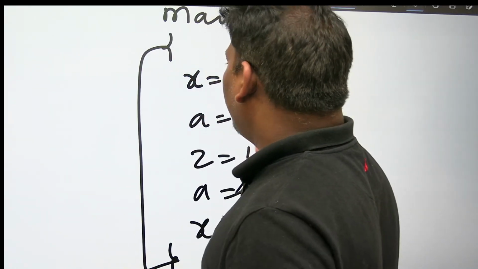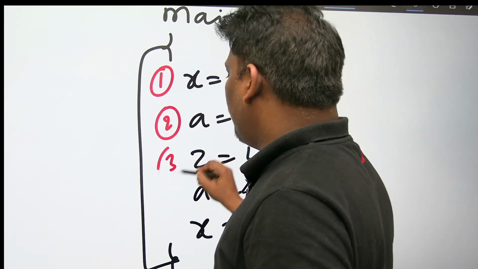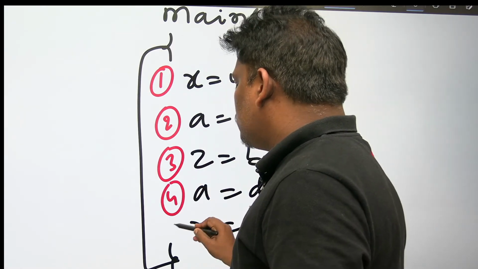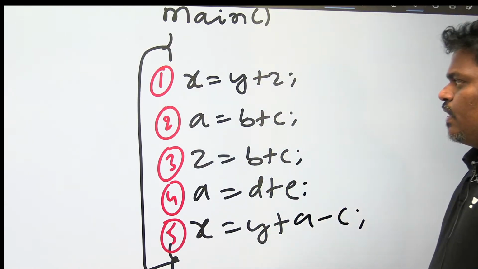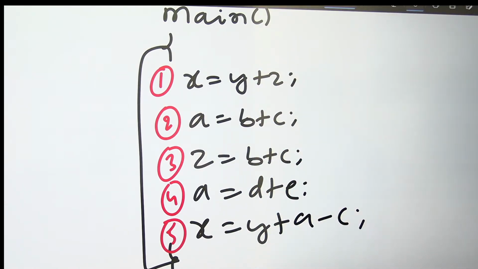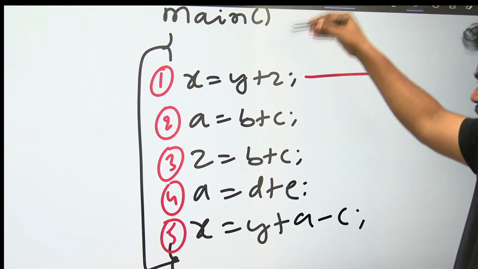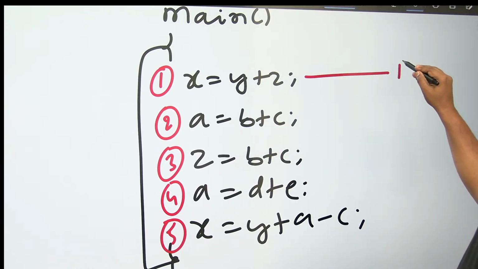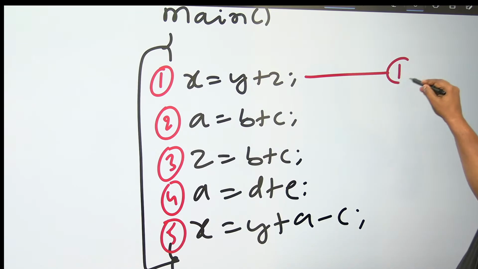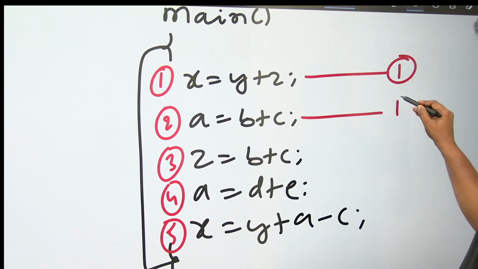If you observe clearly, this is the 1, this is the 2, this is the 3, this is the 4, this is the 5. This program contains 5 statements. While running this program, the first statement will execute one time. The second statement will execute one time.